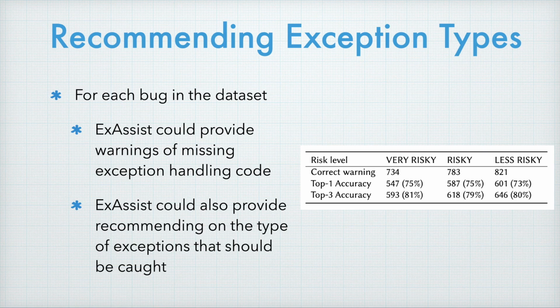For the task of predicting exception type, FuzzyCatch can achieve 75% top-1 accuracy, and over 80% top-3 accuracy.